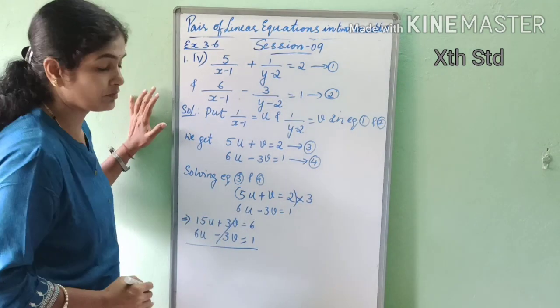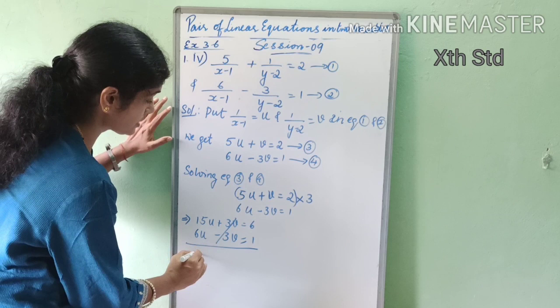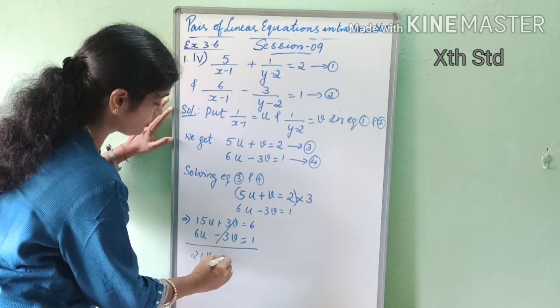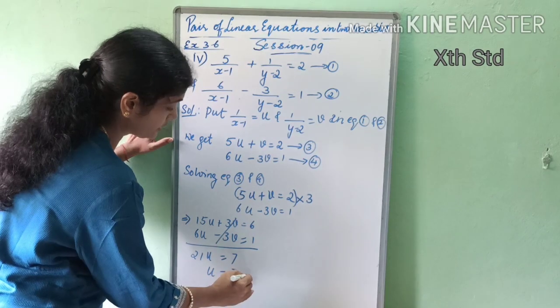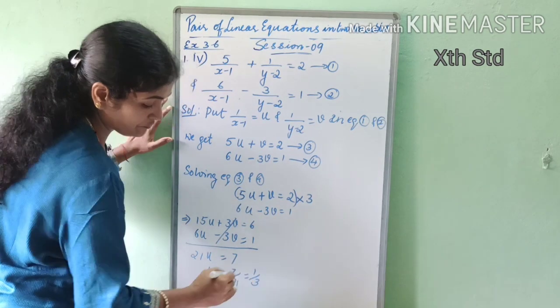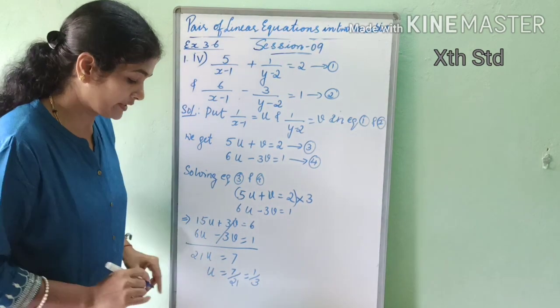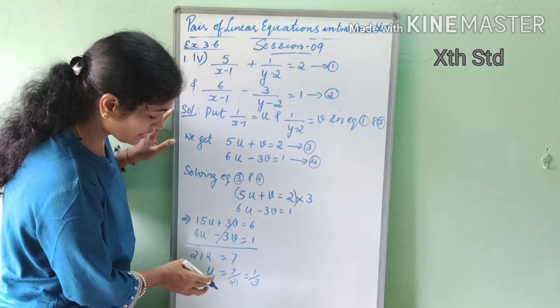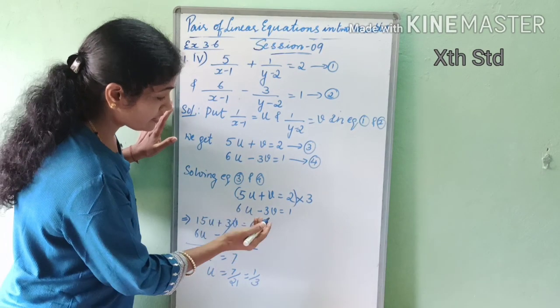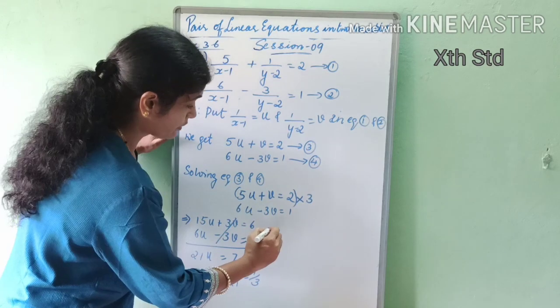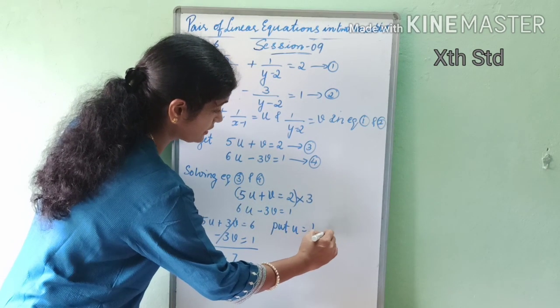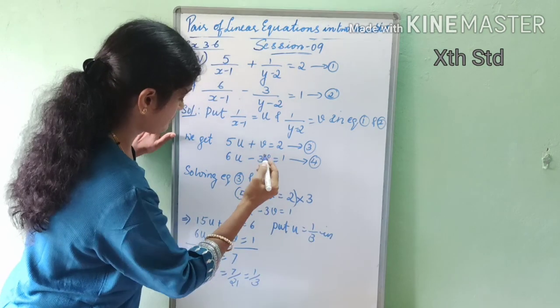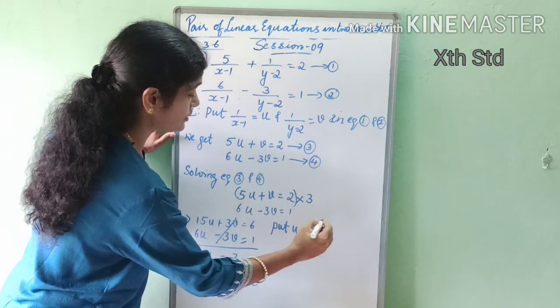Now adding both the equations, here it is 21u equal to 7, u is equal to 7 by 21, that is 1 by 3. u is equal to 1 by 3. Then once we get the value of u, substitute in any of the equations. Put u equal to 1 by 3 in, say, equation 4.